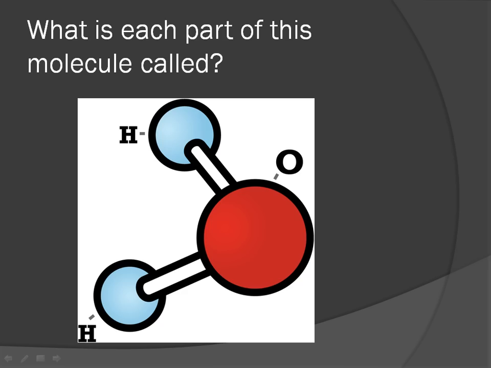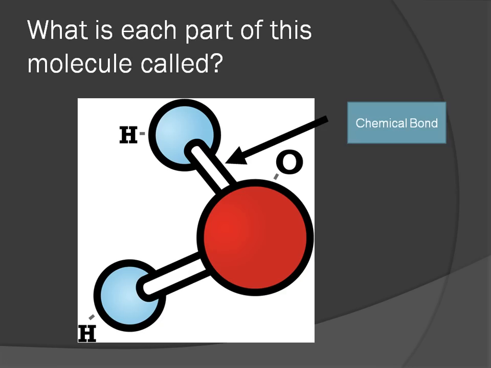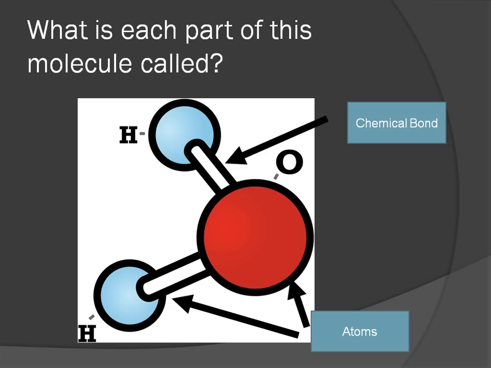The final topic on the study guide says, what is each part of this molecule called? You can see this is a picture of a water molecule, and you can see the chemical bond where my arrow is pointing to. That's just one of them. There's also one between the lower hydrogen atom and the oxygen atom. And so you can see the hydrogen atoms are bonded one time to one other item, whereas the oxygen atom is bonded to 2 different hydrogen atoms using 2 chemical bonds.